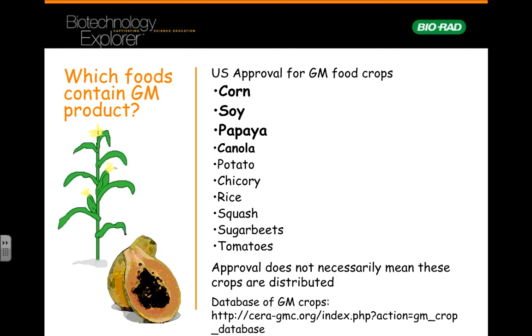In the United States, there are some crops that are approved for GM. Corn and soy are huge on the list. There are others, including rice and sugar beets and tomatoes and squash. Approval does not necessarily mean that these crops are being grown and then distributed for food consumption, but the list keeps growing. I don't need you to have a comprehensive list, but I just want you to have an idea that there's a lot of different crops that are out there that potentially could be genetically modified.